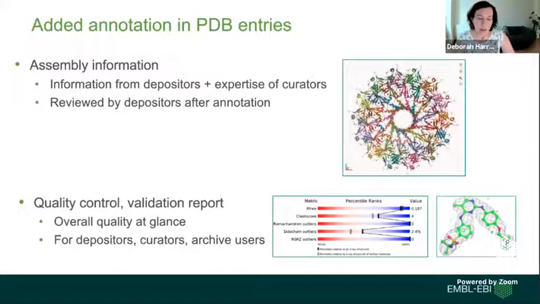Next, please. The third main added annotation in PDB entries concerns the assembly information. And this one is still mostly a manual process. So for this part, we cross-check the information given by the depositors and we use our own expertise to do the annotation. So this annotation, the assembly one, as for the sequence and the ligand annotation, is reviewed by the depositors after annotation. So what happens is that after the annotation process is complete, we send a validation report to the depositors, which allows them to control the quality and the accuracy of the annotation that has been done. And what is interesting is that the very same report is later on available to any user of the database so that they can assess both the quality of the data and the full content of the curation.